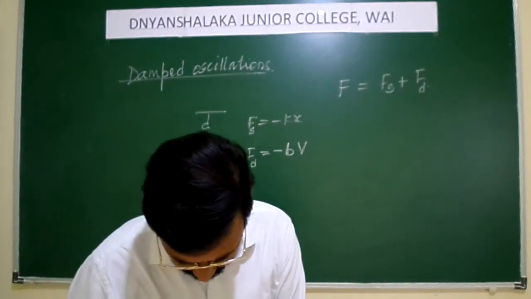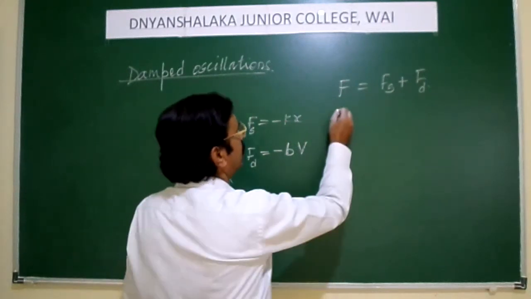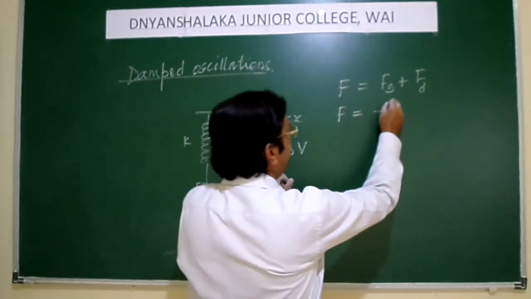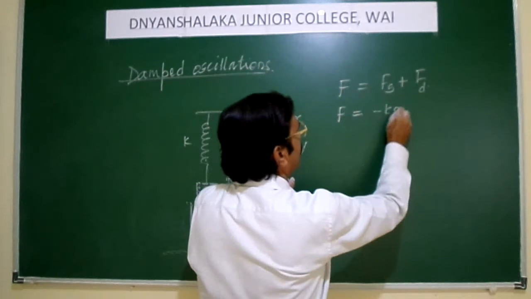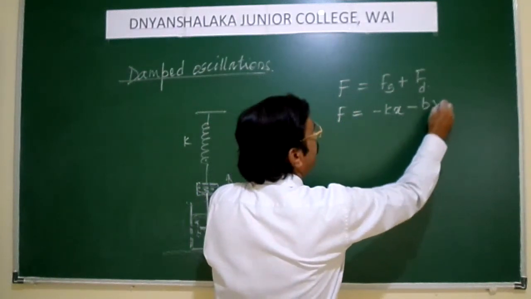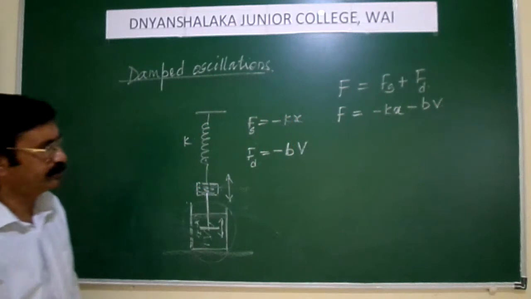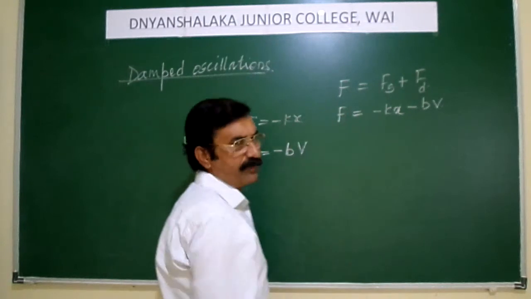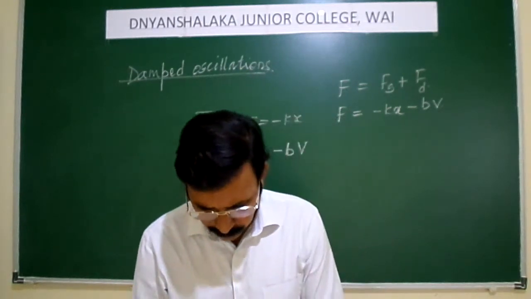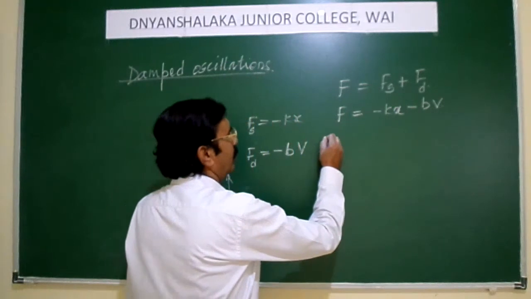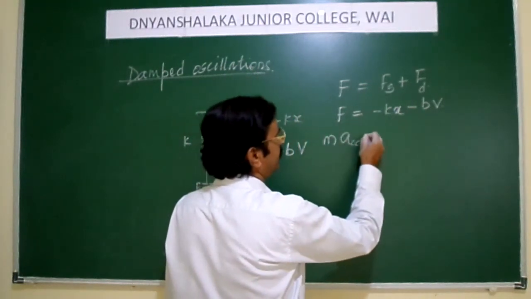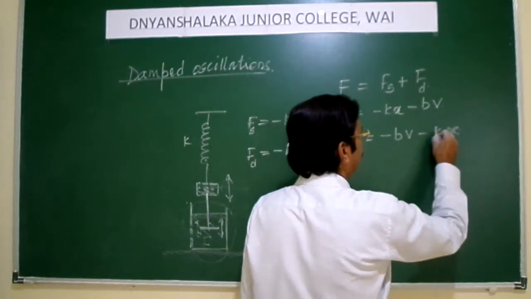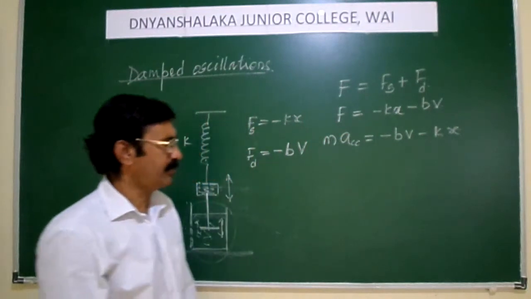Now as we know, F will be equal to minus kx minus bv. v is the velocity, x is the displacement. But what is the force? Force is mass into acceleration. So m into acceleration, this will be equal to minus bv minus kx. I have rearranged the term, velocity term I have taken first.